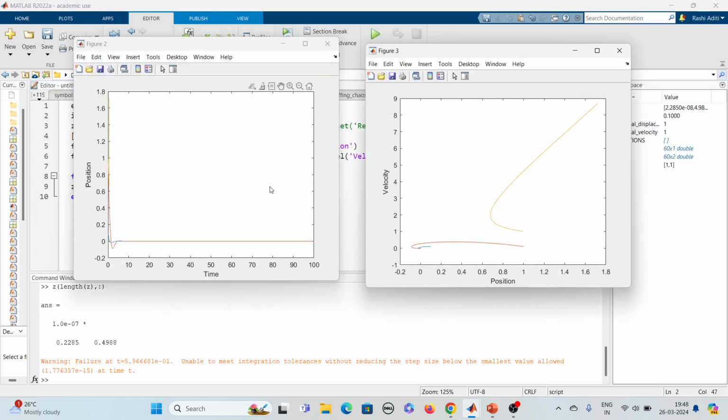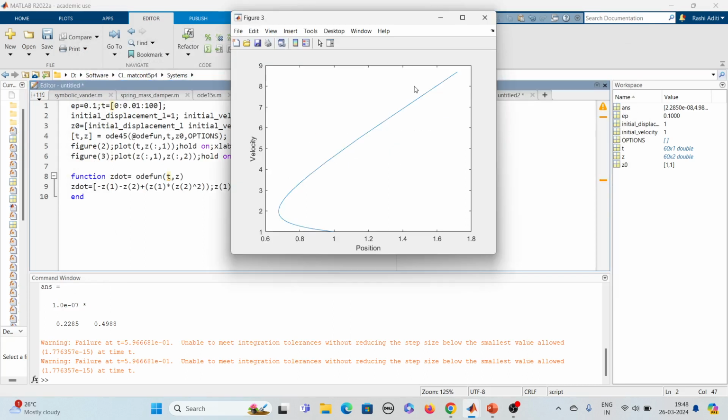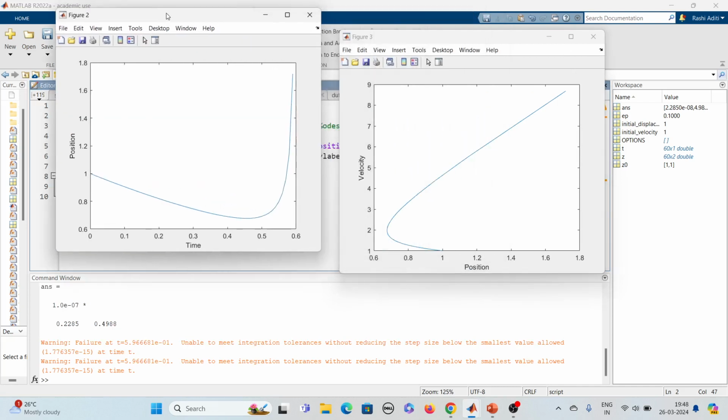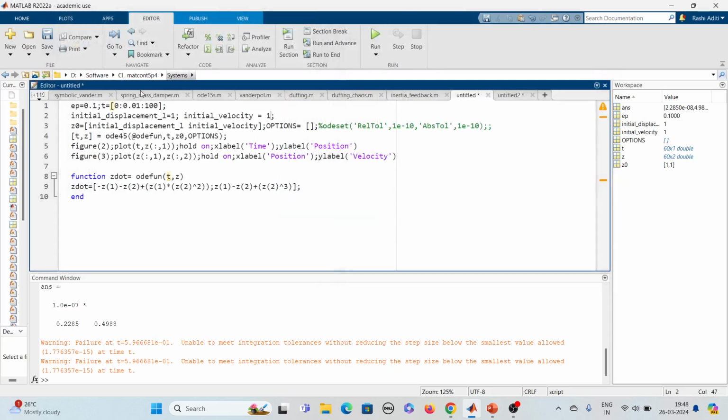Now the system is not stabilizing. Now if you see, what did my system do? My system went to infinity. For the initial condition 1 comma 1, my system went to infinity. So straight line variation, it is going to infinity, which means that my system has now become unstable.